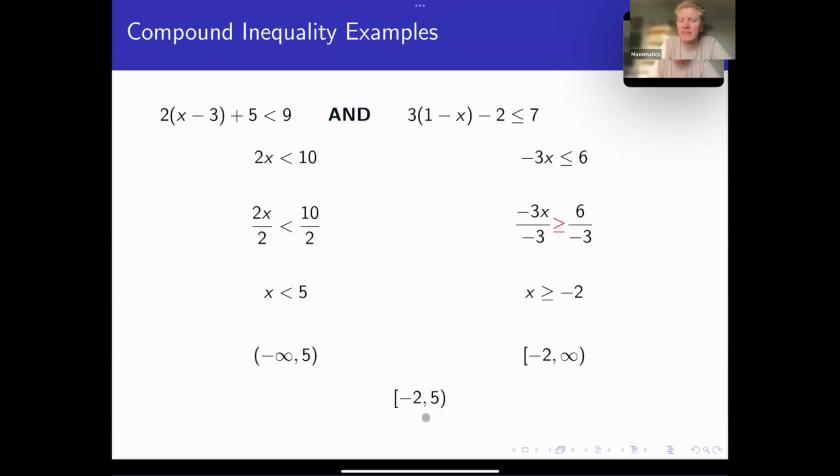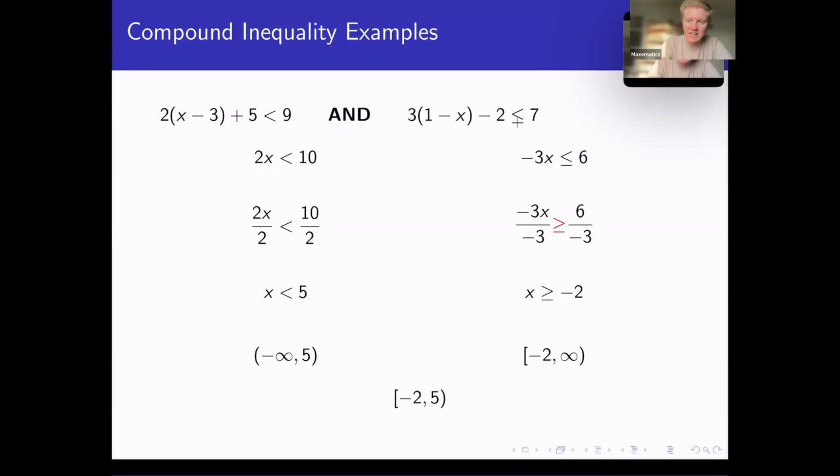So let's say we take 0, which is in the solution set. 0 minus 3, -3. 2 times -3 is -6. -6 plus 5 is -1. And -1 is less than 9. That part is true. If we plug in 0, 1 minus 0 is 1. 3 times 1 is 3. 3 minus 2 is 1.